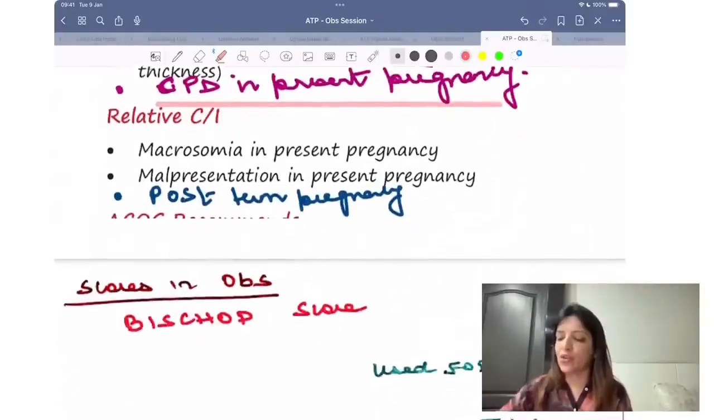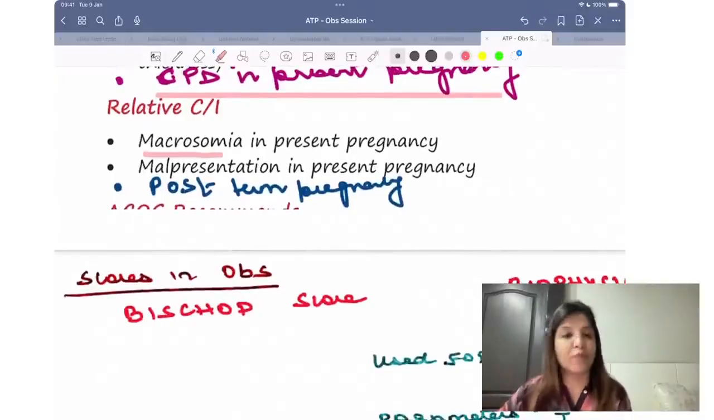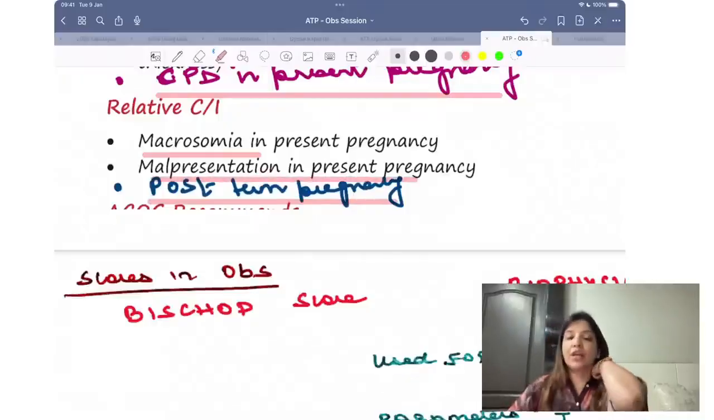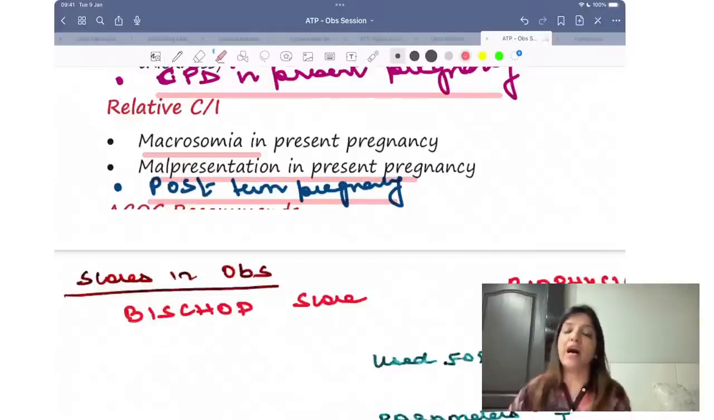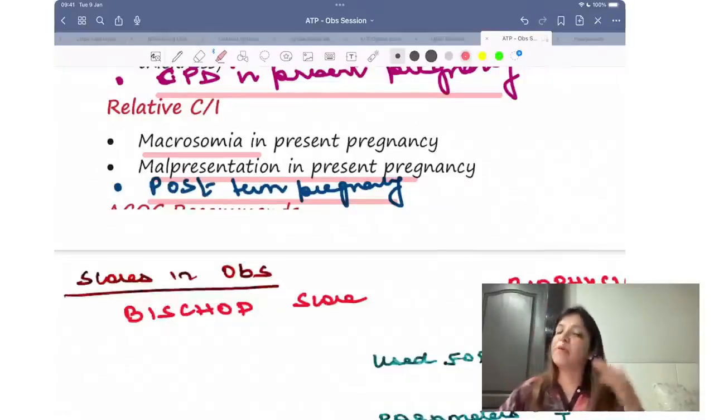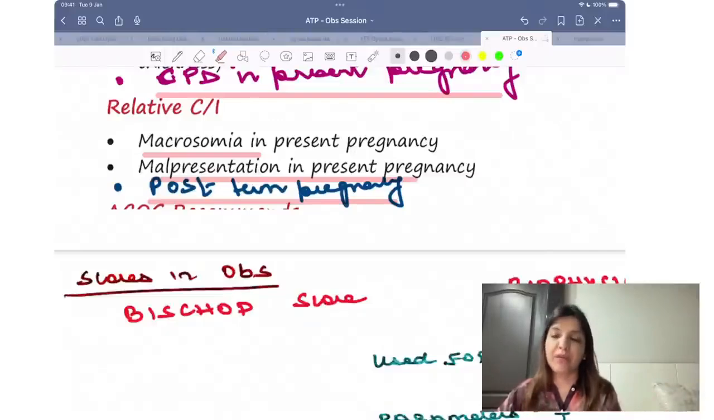Relative contraindications, you have to remember: if there is macrosomia in present pregnancy, last time I told you, if there is post-term pregnancy, or if there is malpresentation in present pregnancy. These are the three conditions which are relative contraindications. So macrosomia, post-term pregnancy, breech. इनमें से कुछ भी है अगर present pregnancy में and patient has previous history of cesarean section, I will not take her up for vaginal delivery. I will do a repeat cesarean section, right?